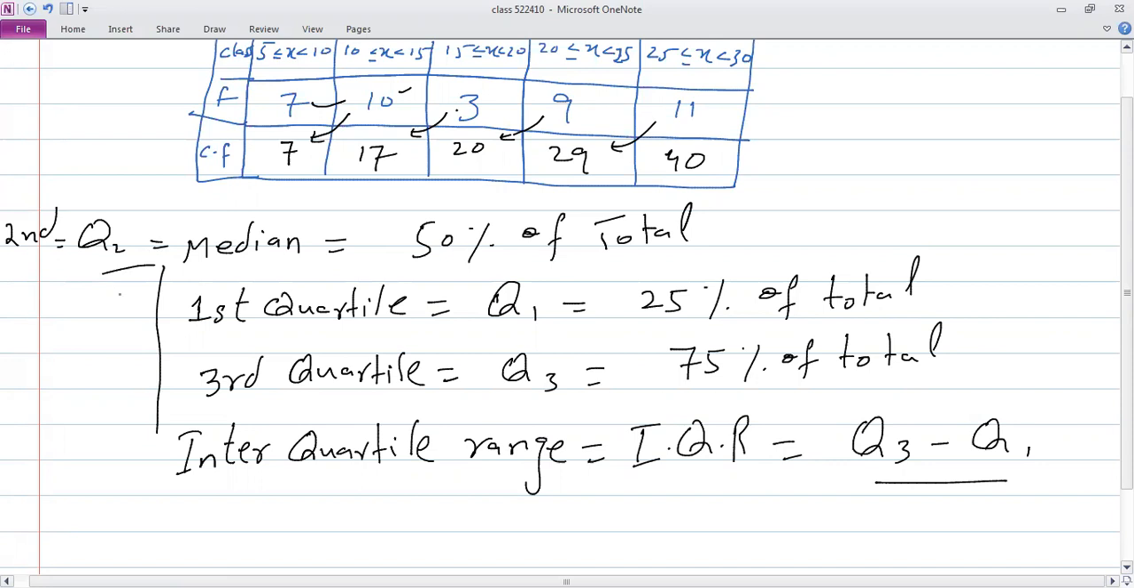Another name for the median is the second quartile. The first quartile is Q1, 25%. Sometimes in the frequency table, the word percentile is also used. Percentile means percentage, okay? Like if we say 25th percentile, it means 25%, it is Q1. 75% of the total is Q3, we call it the third quartile. And the interquartile range is IQR, which is Q3 minus Q1.